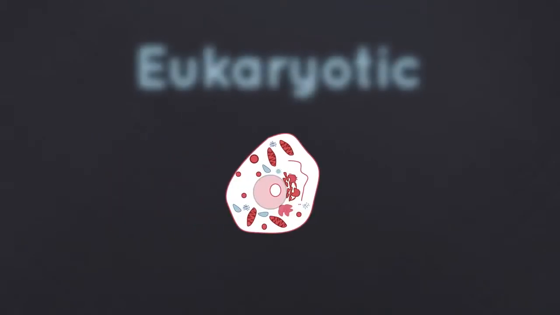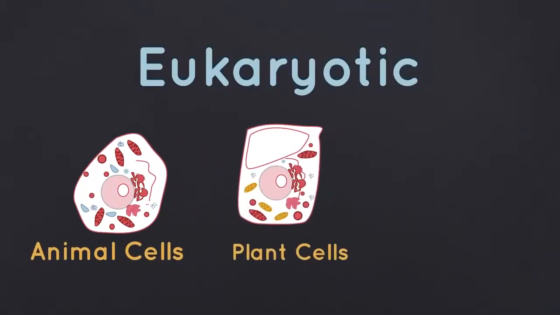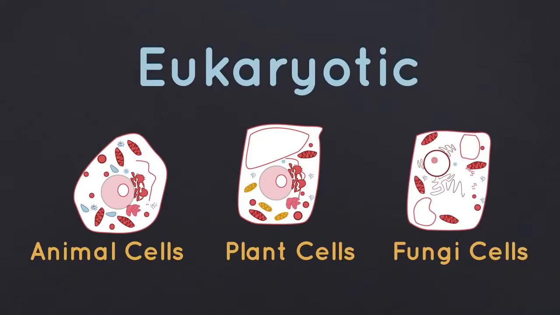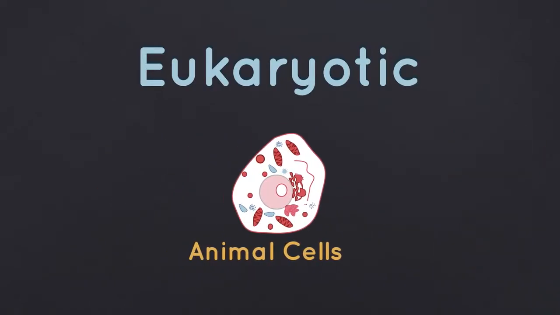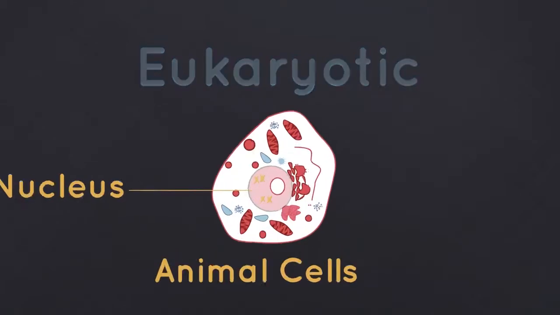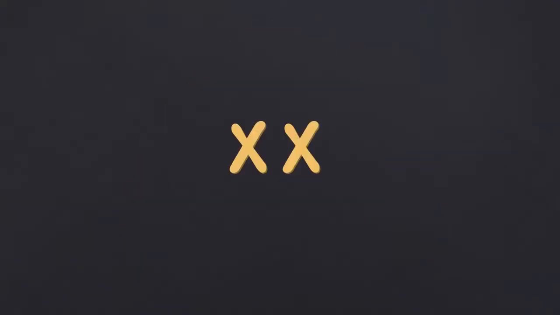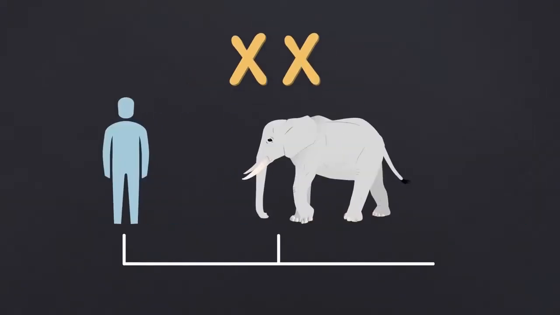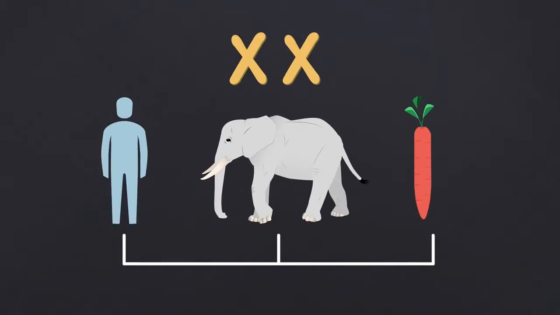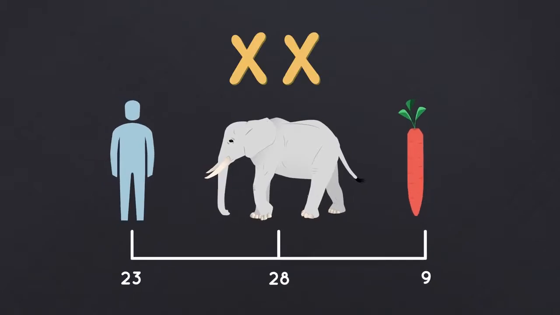Most cells are eukaryotic: animal cells, plant cells, fungi, etc. Inside eukaryotic cells, you have a nucleus. Within most nuclei, there are X-shaped chromosomes. Chromosomes occur in pairs, but the number of chromosomes changes depending upon the species. Humans have 23 pairs, elephants have 28 pairs, and carrots have 9 pairs.